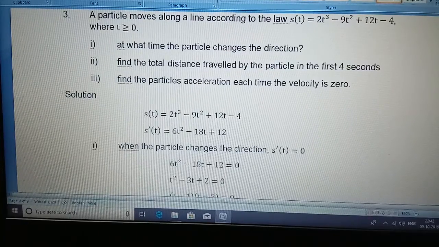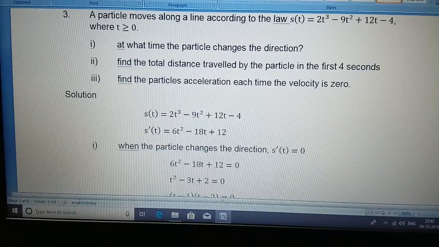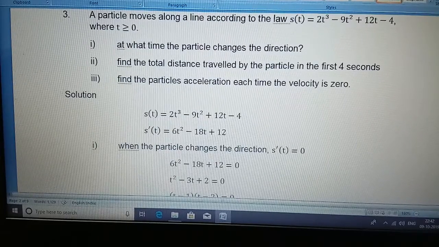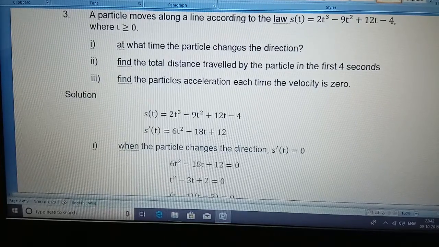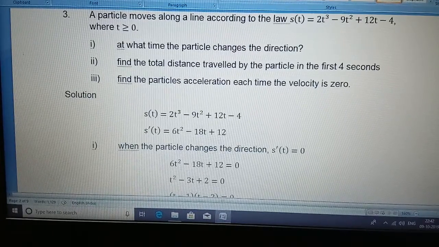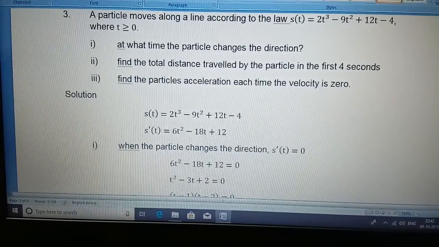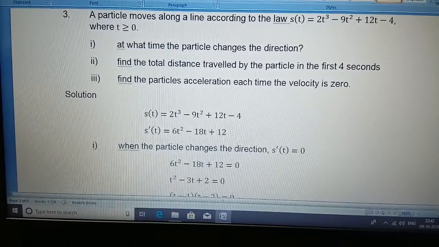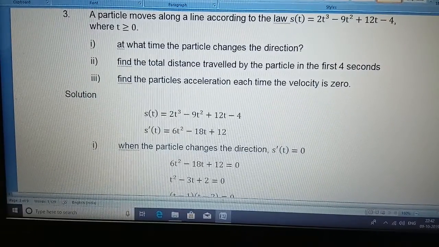Find the total distance traveled by the particle in the first 4 seconds. Find the particle's acceleration each time the velocity is 0. First question: at what time does the particle change direction? The particle is moving in a particular direction and after some time it will change direction. So at what time does the particle change direction? Next, find the total distance traveled by the particle in the first 4 seconds. Then the third question is to find the particle's acceleration each time the velocity is 0.